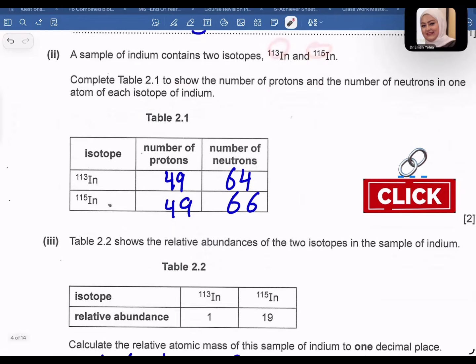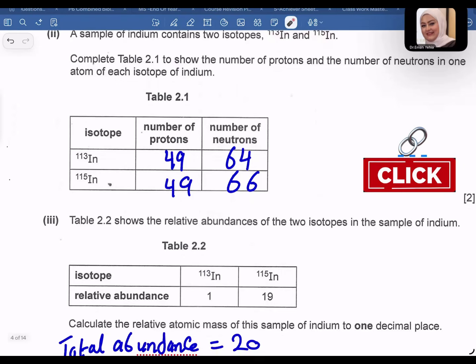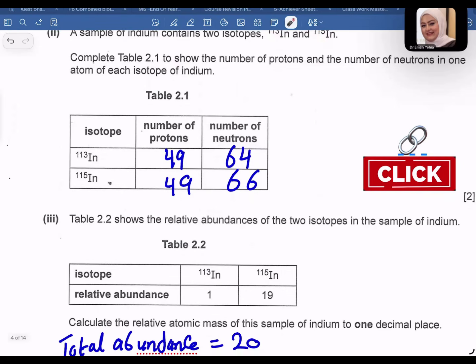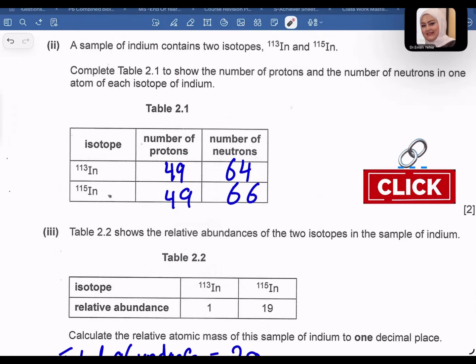So up in the periodic table, the proton number for iridium is 49. So proton number 49. And for the number of neutrons, just subtract 113 minus 49. So it's going to be 64 for iridium 113 and 66 for iridium 115.